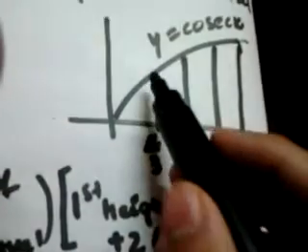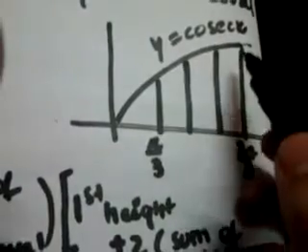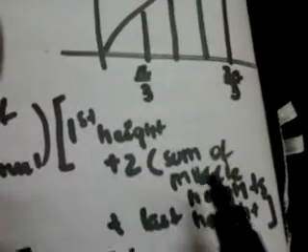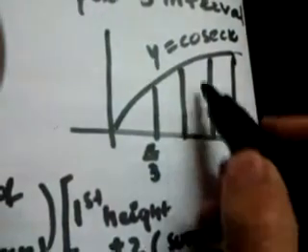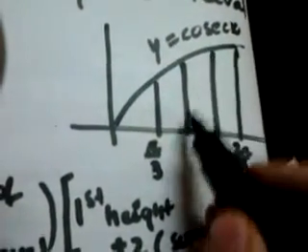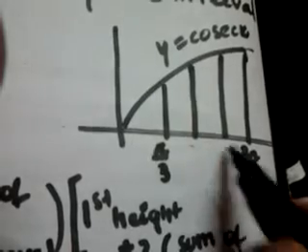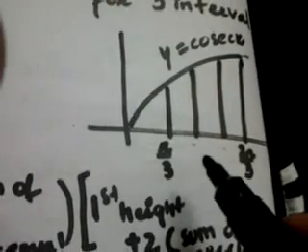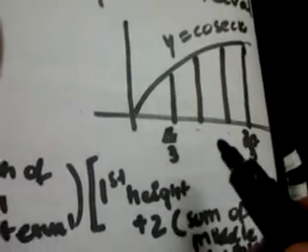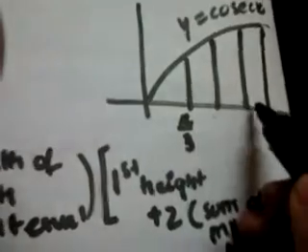In this way we can find the first and the last height. Now we need the middle heights as well. So how do we calculate the middle heights? For that we need these two values here. So the thing to do now is to calculate these two values.